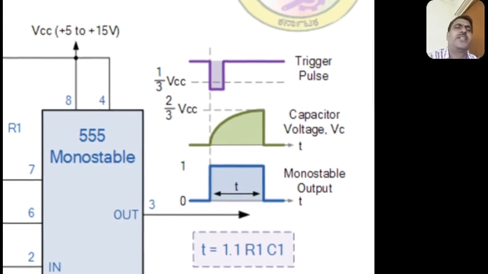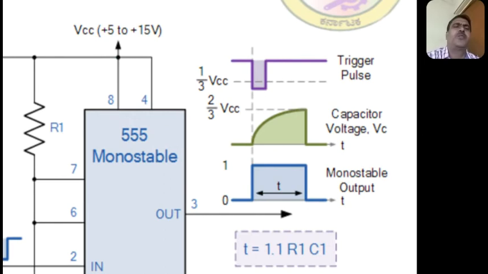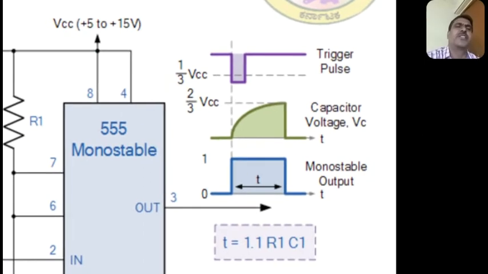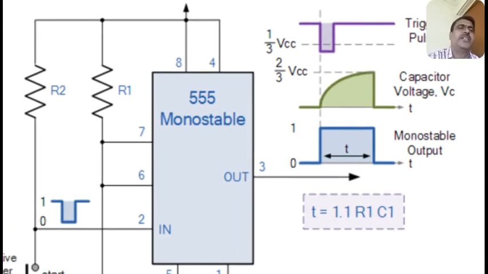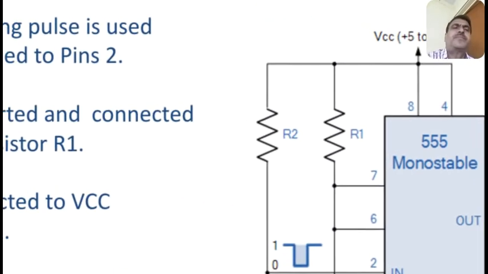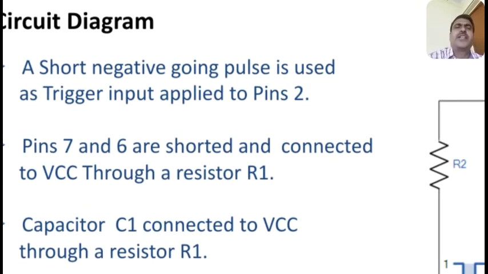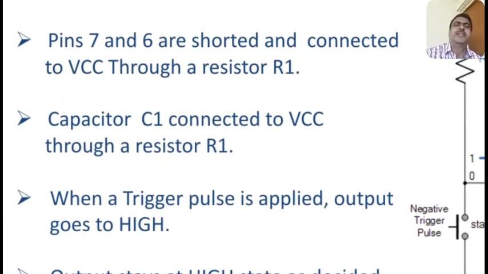Okay, so here you can see the waveform. The trigger pulse is a negative going pulse from high to low, and the capacitor charging voltage also you can see it is going to get charged from 1/3 VCC to 2/3 VCC, and the output pulse also you can see in the waveform. And here the points given regarding its details are: a short negative going pulse is used as a trigger input applied to pin number 2. Okay, that is a short negative pulse applied to pin number 2.